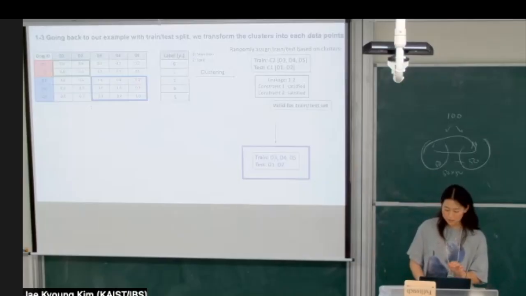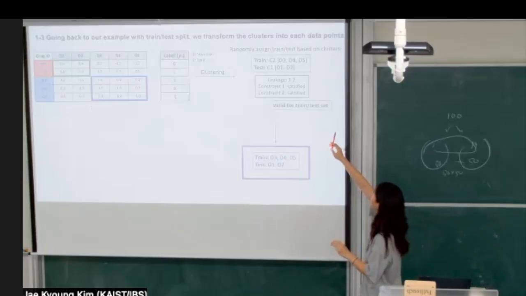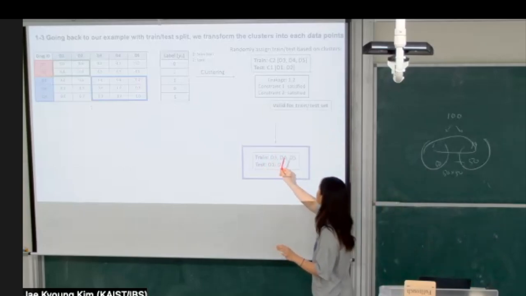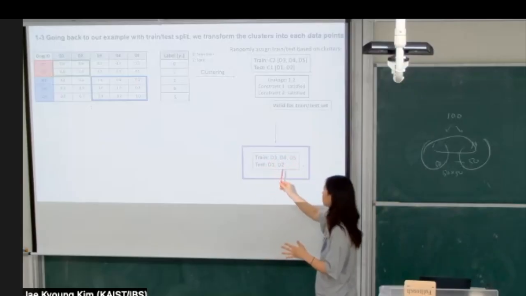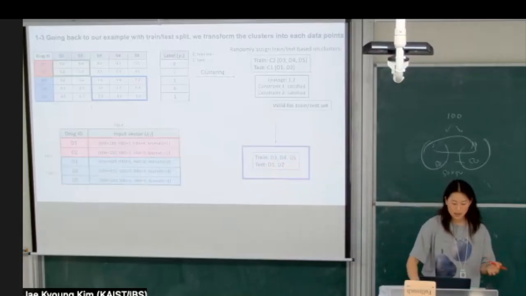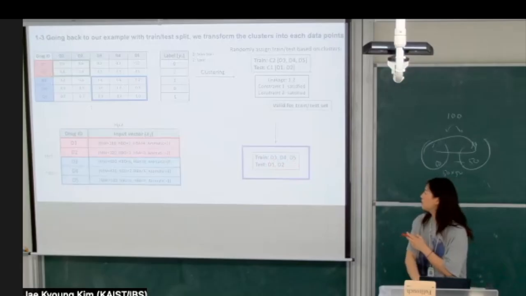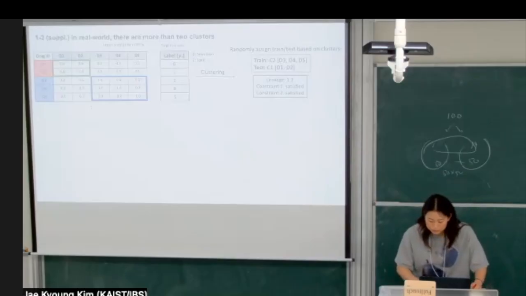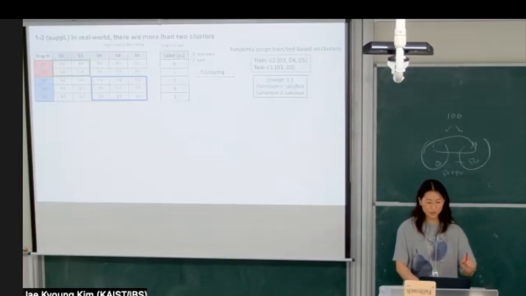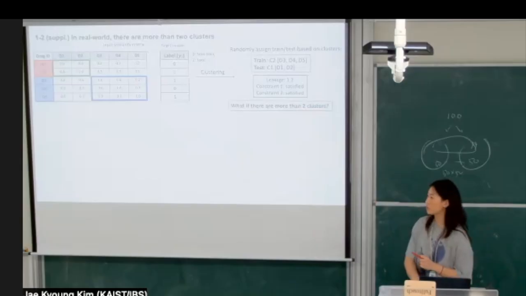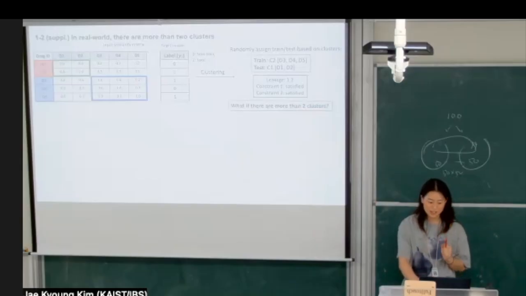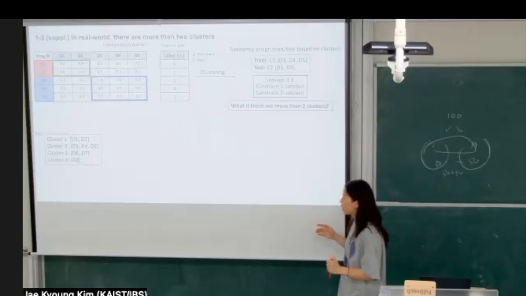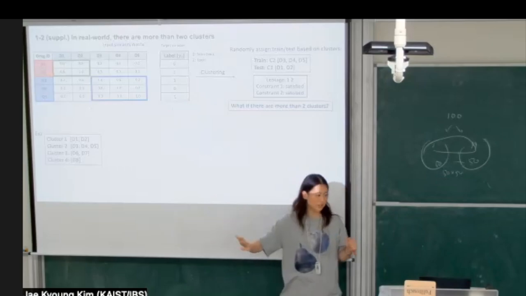Since train is cluster 2, we just assume that train is D3, D4, D5, and test is D1 and D2. And this is how DataSAIL splits their models. That's true. However, in the real world, there are more than 2 clusters, especially for data sets like this. The data set is very big. But for now, let's say we have 4 clusters.